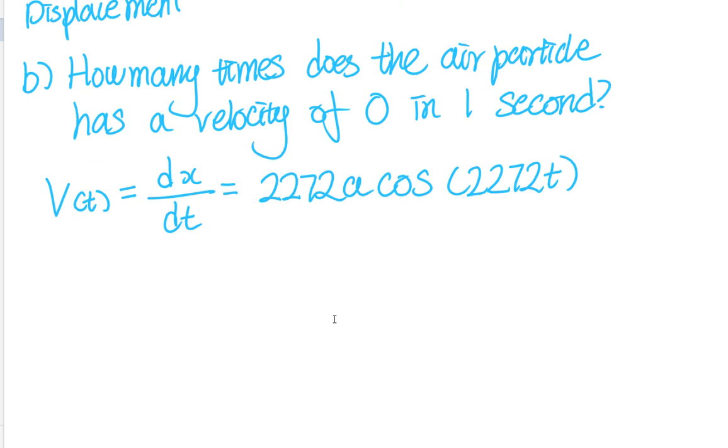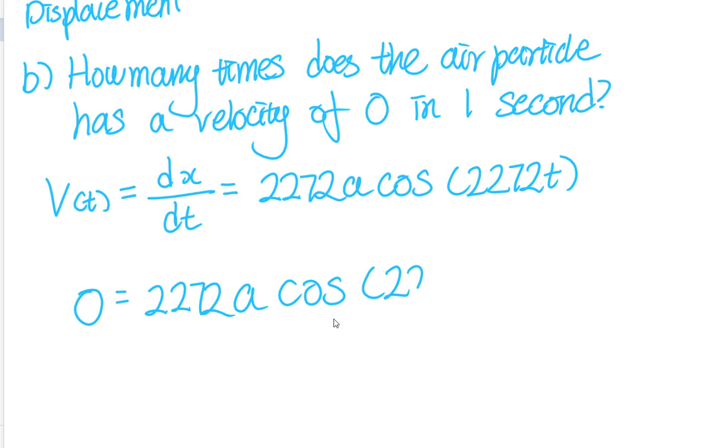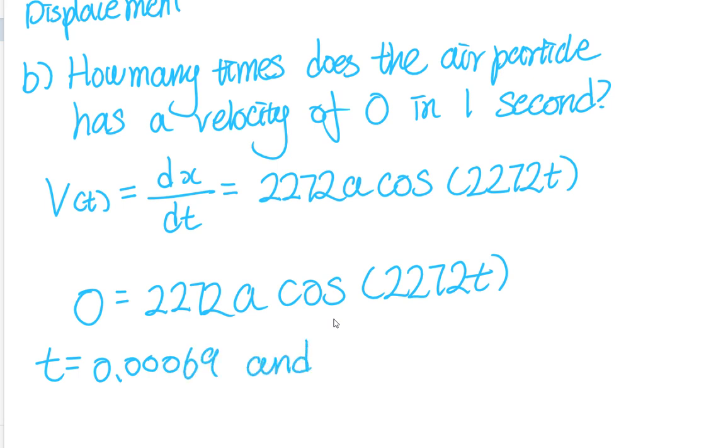And we were asked to find how many times the particle has a velocity of 0. So how I tackled that question is, we just set the velocity to 0, write down the equation and find the time when it has a velocity of 0. It came out to be t equal to 0.00069 and 0.002074 second.